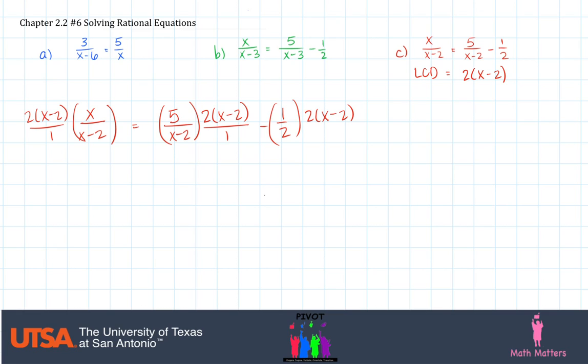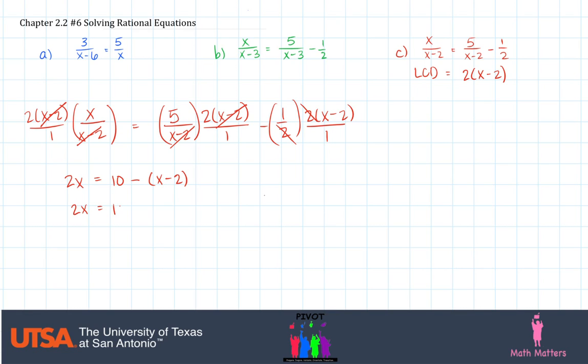Okay, and then just like before, we're going to see what we can cancel out. So we have an x minus 2 on the top and the bottom here, x minus 2 on the top and the bottom here, and then a 2 on the top and the bottom here. And then we're going to simplify. So we're left with 2x for the first term, then equals 10, 5 times 2, and then minus this x minus 2.